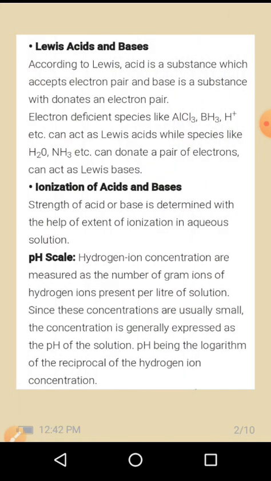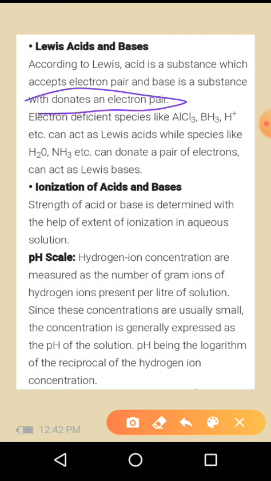So in this class we are going to discuss the other aspects of chemical equilibrium, that is Lewis acids and bases. According to Lewis, an acid is a substance which accepts an electron pair and a base is a substance which donates the electron pair. So here Lewis described the acid and base concept completely on the basis of electrons. Substances which accept electrons become acids, and substances which donate electrons will act as bases.